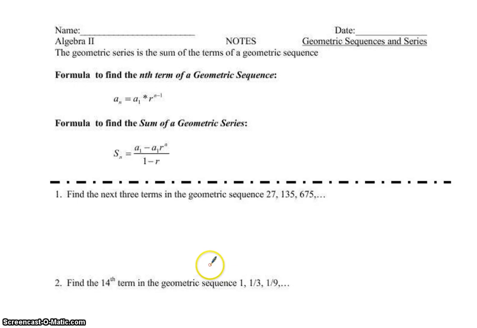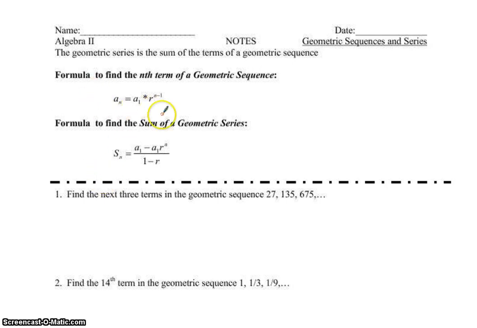Okay, Algebra 2, we're looking at geometric sequences and series today. The geometric series is the sum of the terms of a geometric sequence. What makes it a geometric sequence instead of an arithmetic sequence is that you are multiplying by something each time.